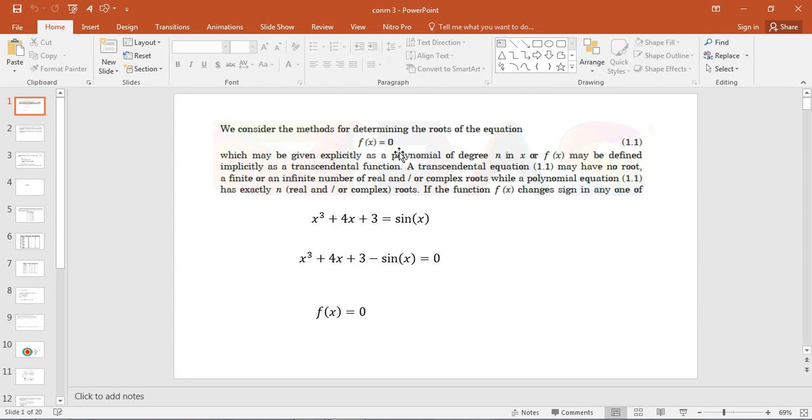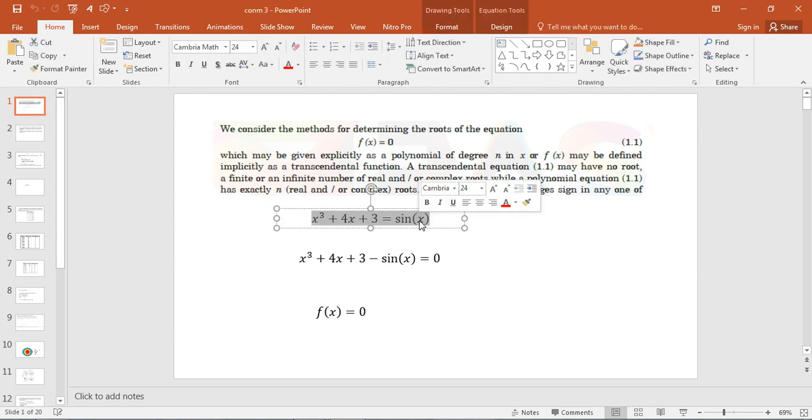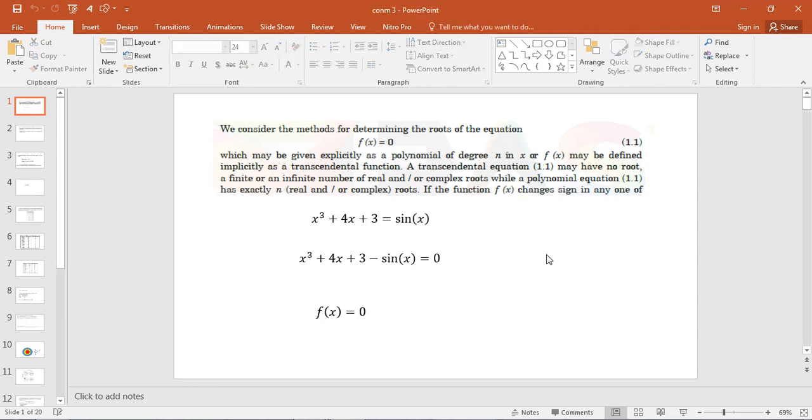What do you understand by roots of an equation? Now before that we must understand what is an equation. Let's take one equation, x cube plus 4x plus 3 is equal to sine x. Now what do I mean by root? Root is that particular value of x for which my right hand side will be equal to my left hand side. So the values for x for which I am going to have such kind of condition is called the root.